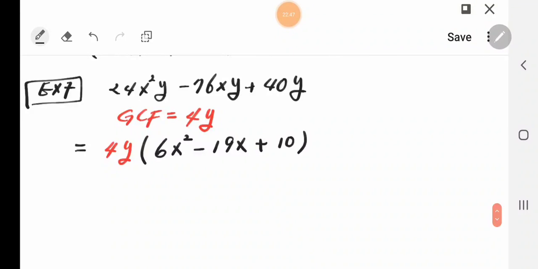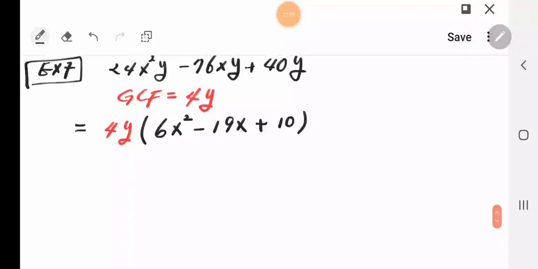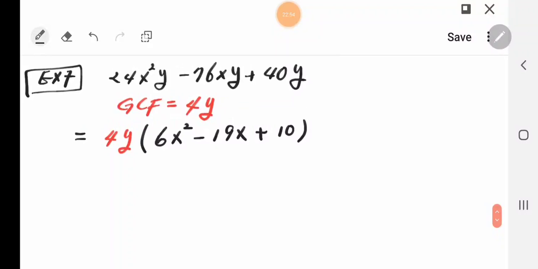So we have a trinomial in the parentheses. Let's find the factors so that we can factor it. 6x squared: let's try 3x times 2x. If this does not work, we can try a different match. Okay, 10 is 2 times 5 or 5 times 2. Let's try 2 times 5.